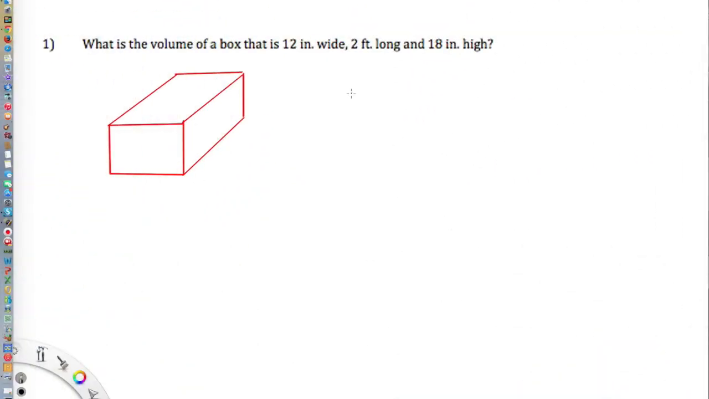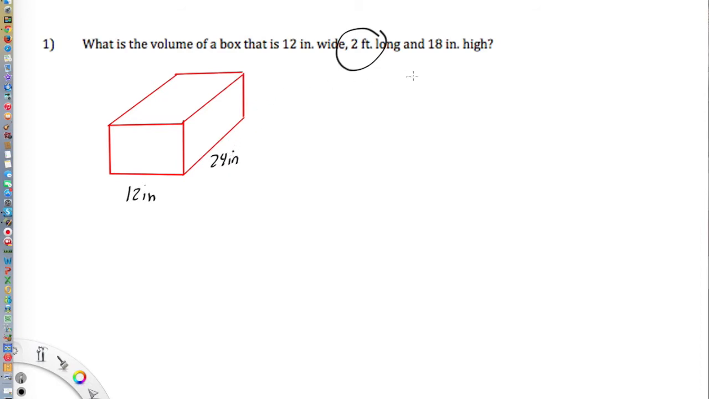It says, what is the volume of a box that is 12 inches wide, 2 feet long, and 18 inches high? And the directions also say you need to draw a sketch and then label it, then use your proper formula to find the volume of the 3D object. Well, first of all, I drew my picture and I got my box here. It's 12 inches wide, and then it's 2 feet long. Now, listen, we're using inches, feet, inches. We've got to convert our feet to inches, or we could convert our inches to feet, but it's going to be a lot simpler just to change 2 feet to 24 inches.